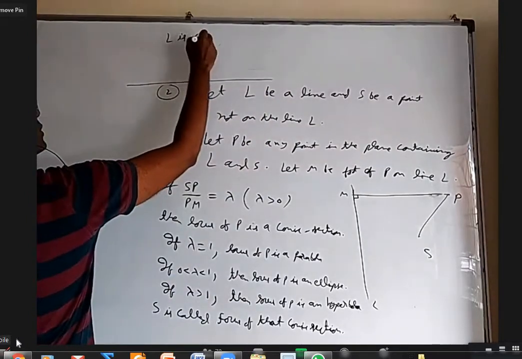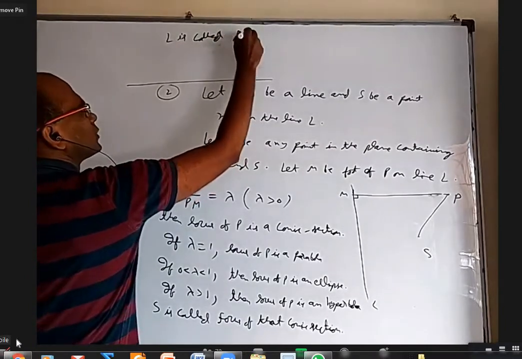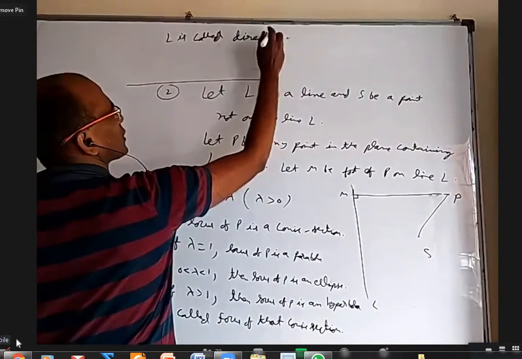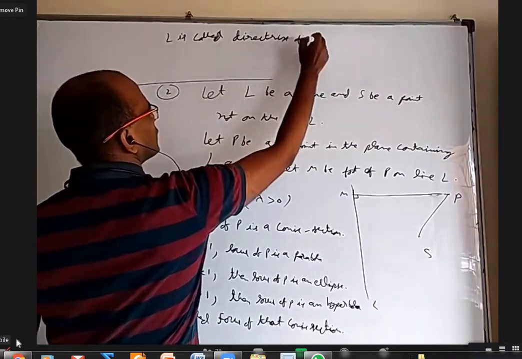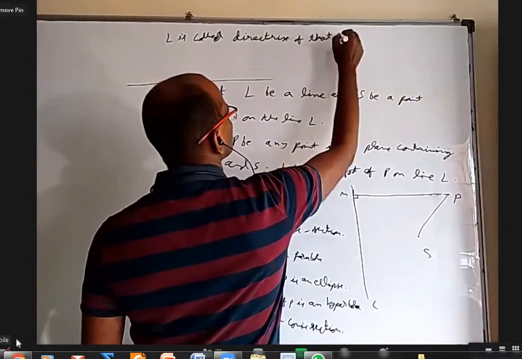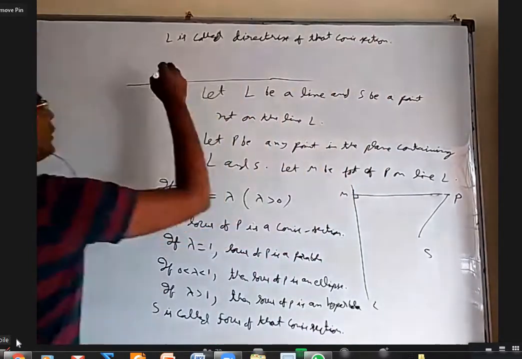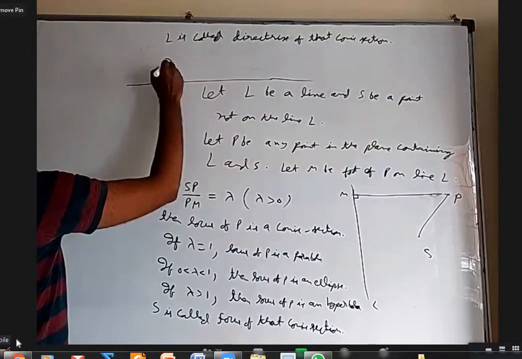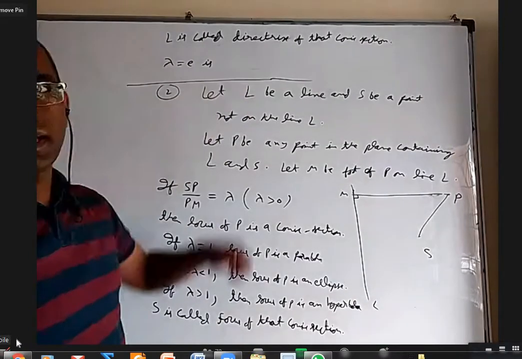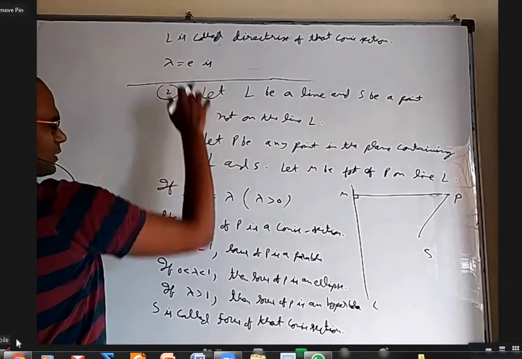L is called directrix. D-I-R-E-C-T, directrix. O is not directrix of the conic section. Next, lambda. Generally, we call it E also. Sir, L is called directrix. Okay. Lambda or E, generally we represent this lambda with E.